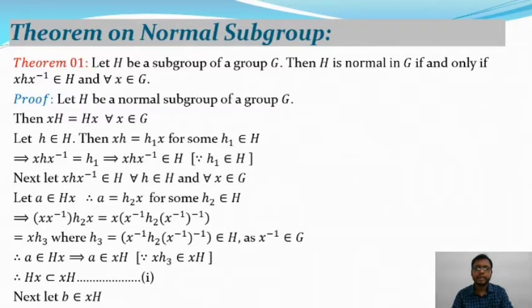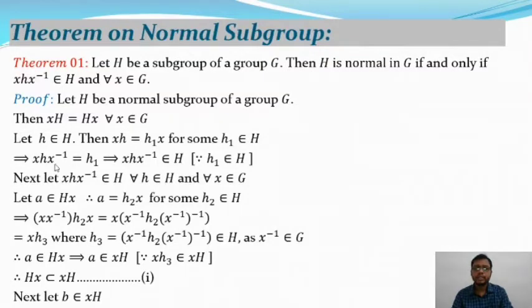Now operate x inverse on both sides. On the right we get xhx inverse equals h1 into xx inverse, and you know that G is a group and H is a subgroup, so it satisfies the inverse property as well. Therefore x into x inverse belongs to G and it is equal to e, where e is the identity element. So xhx inverse is equal to h1 into e, that is h1, and h1 is an element belonging to capital H, so xhx inverse belongs to capital H.